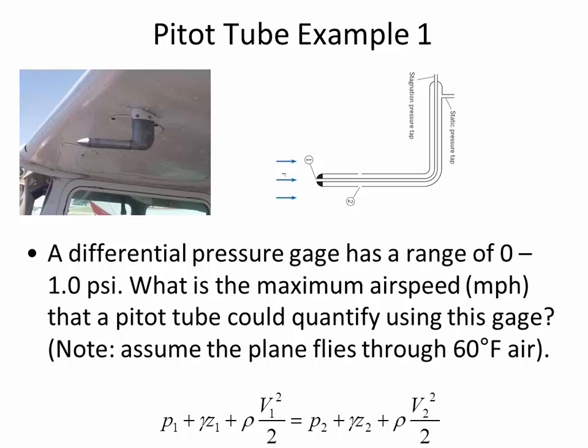Why does the problem statement say that we've got 60-degree Fahrenheit air? What does that matter? Yeah, the unit weight and the density. We've got both in this equation.